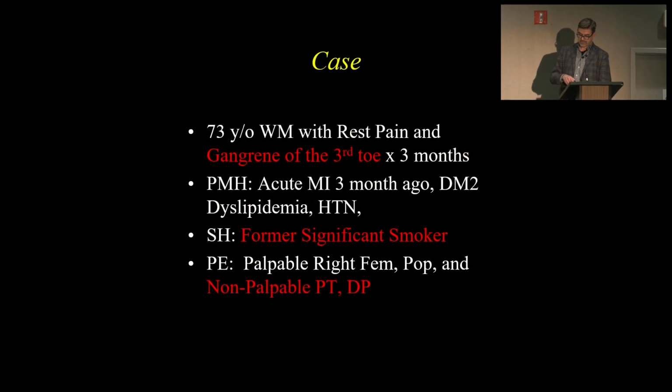We had another patient, 73-year-old white male with rest pain and gangrene of his third toe for about 3 months. He had an acute MI 3 months before, so nobody really wanted to touch him. I mean, you don't want to operate on somebody that's had an acute MI. They can have another one, and we really want that time frame for the heart to actually heal before we move on to do interventions on these people.